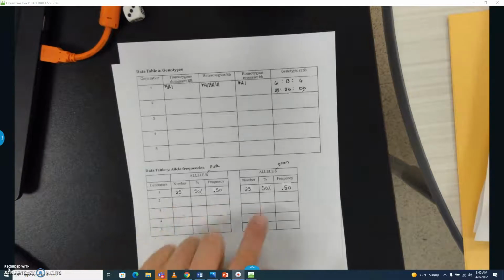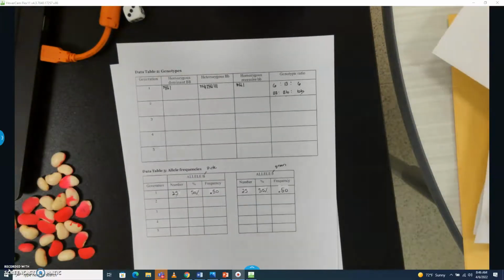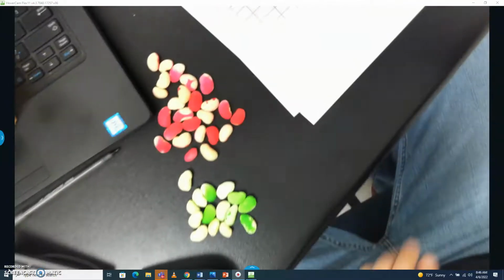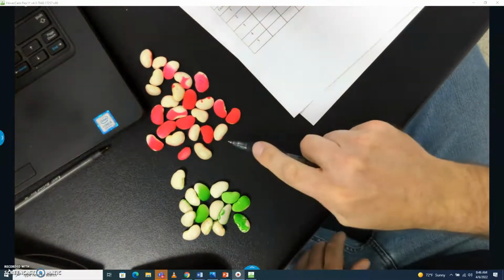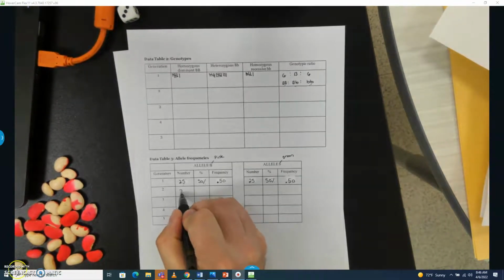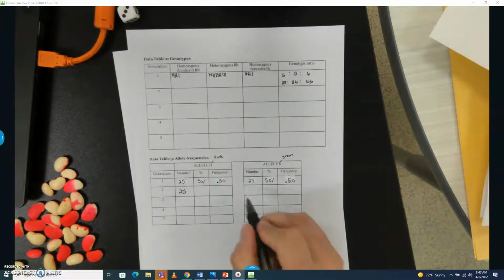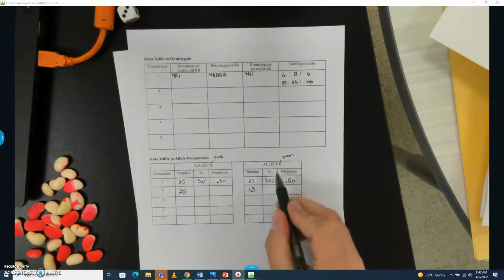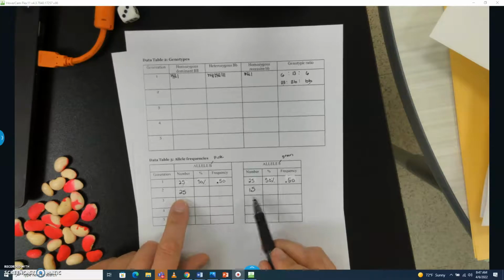So I'm going to pause this video again. I'm going to count those up really quick so I can plug this in and show you this calculation one more time. All right, so I found out that after counting up the beans from the mice that lived, I had 25 pink still and 15 green. So I now can record those in my allele frequency for generation 2, 25 pink dominant allele, 15 green recessive allele. Now these are not the same, so these frequencies will change a little bit.